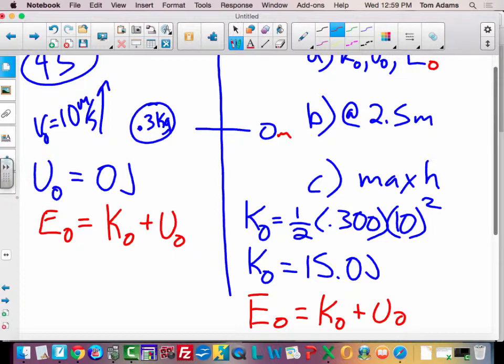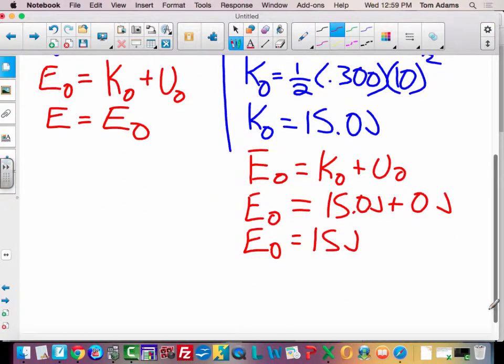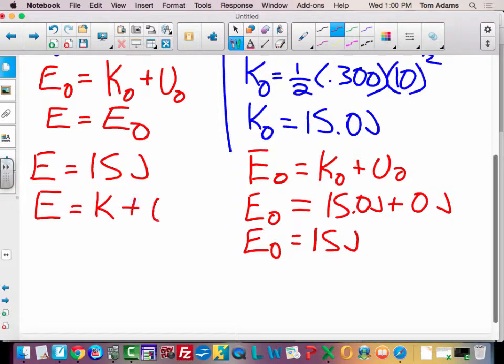So we need to know that the final energy should be equal to the initial energy. The mechanical energy final should equal the initial mechanical energy. So now, how do we do this 2.5 business? Well, one way to do that is my final energy, which we said should equal 15 joules, is also equal to the kinetic energy final and the potential energy final. All right.